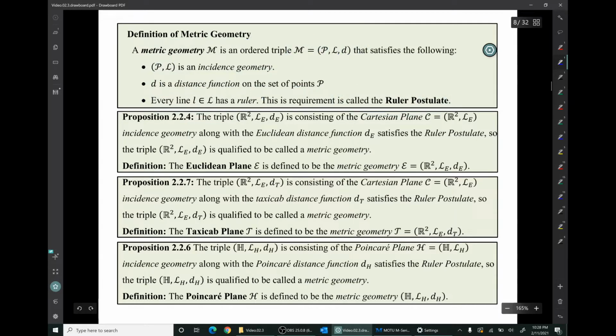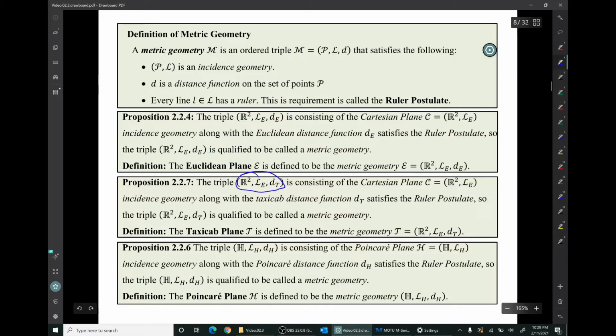And recall our examples of metric geometries. This triple, consisting of the Cartesian plane incidence geometry along with the Euclidean distance function, that triple is called the Euclidean plane. So the Cartesian plane, points and lines, with the Euclidean distance function gives you the Euclidean plane.